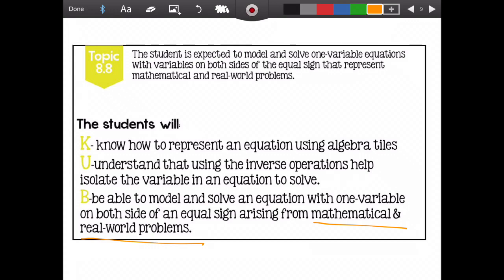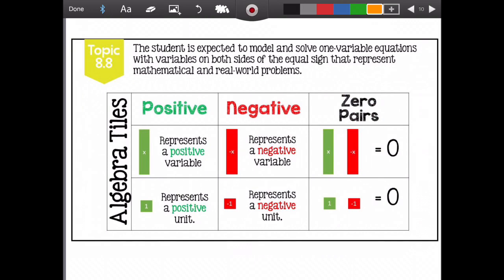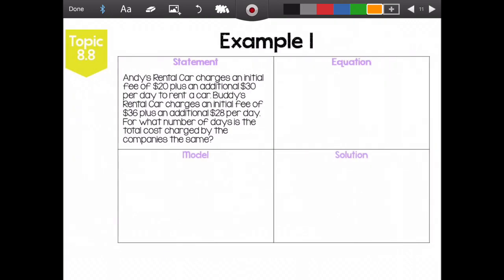Okay, so we're going to be using the same examples. Again, this is just the tiles. We're going to be using the same examples that we already had the equations written for, and we're going to take it to the next step and solve. So it says Andy's rental car charges an initial fee of $20 plus an additional $30 per day to rent a car. Buddy's rental car charges an initial fee of $36 plus an additional $28 per day. For what number of days is the total cost charged by the companies the same?